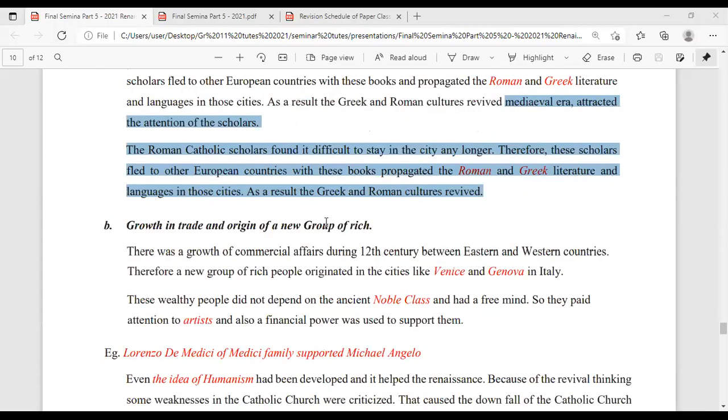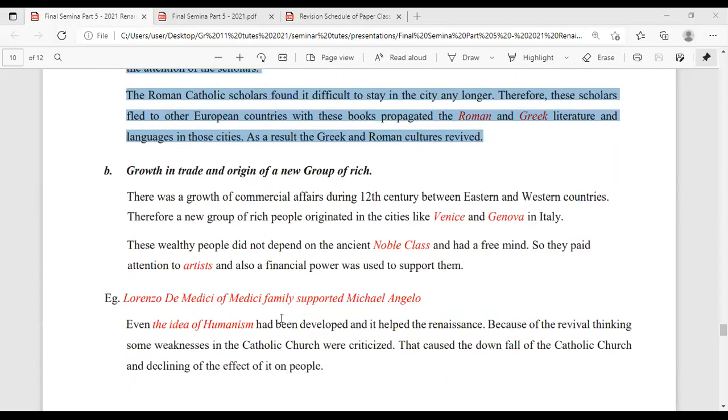Then growth of a group of rich and the Catholic Church, something you have written in the second heading. Growth in trade and origin of a new group of rich. There was a growth of commercial affairs during the 12th century between eastern and western countries. Therefore, a new group of rich people originated in cities like Venice and Genoa. These wealthy people did not depend on the ancient noble class and had a free mind, so they paid attention to artists, and their financial power was used to support them.